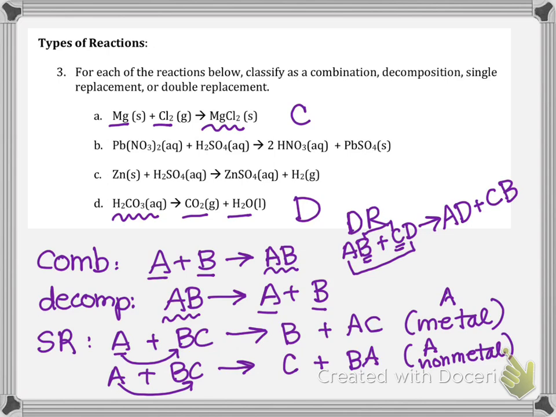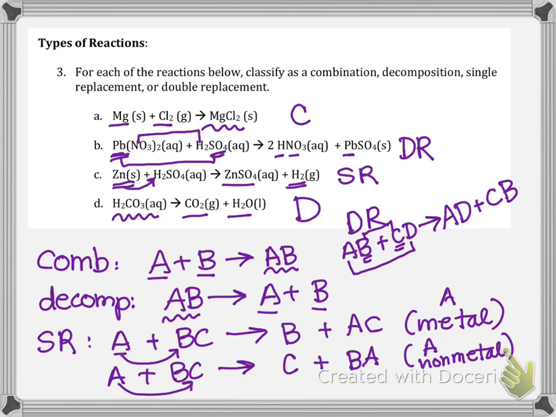So if we look at letter B, this one went with that one. Okay, there you go. Those two go together. And then H is with NO3 and those two go together. So they switched partners. So this is double replacement. Letter C, okay, this is a metal, and metal will kick out the first position. Remember, hydrogen is on the metal side. So zinc kicks out hydrogen. Look, hydrogen is by itself, and now zinc is with the sulfate over here. So this is single replacement.